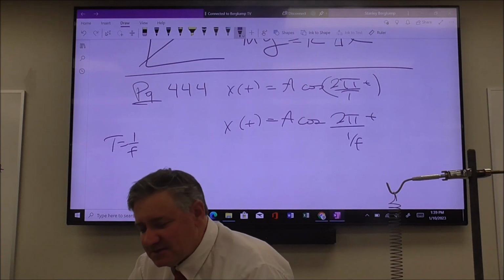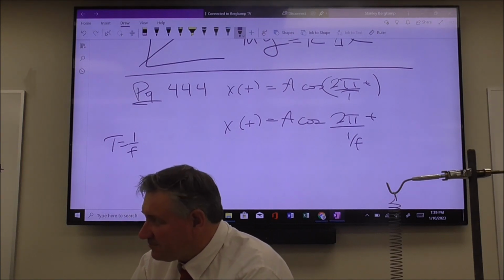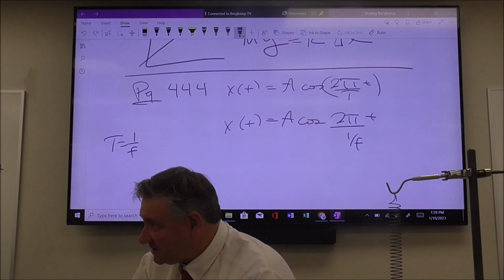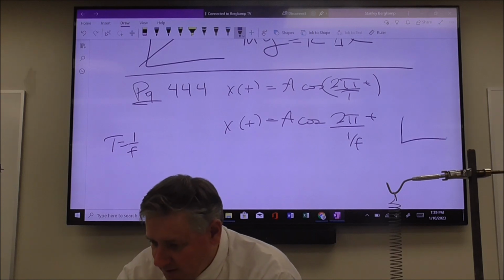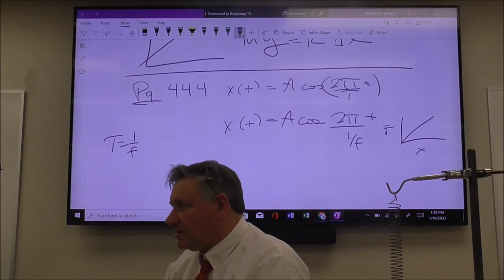Just use F equals kx. Gravitational pull is here, but each spring is carrying half the load. So you're going to have a graph, right? You're going to have force here, and you're going to have elongation here.